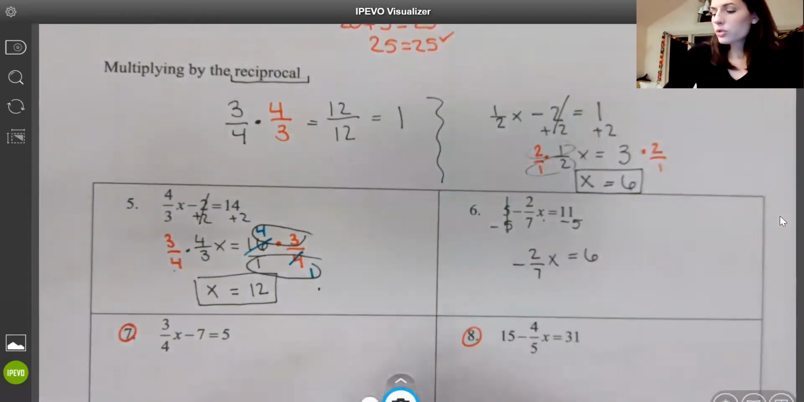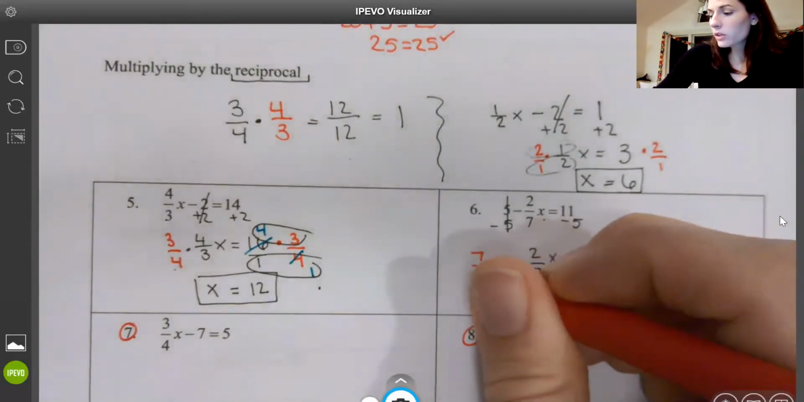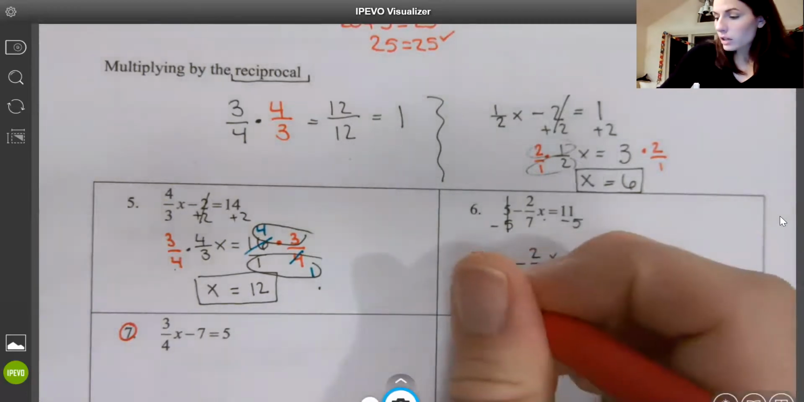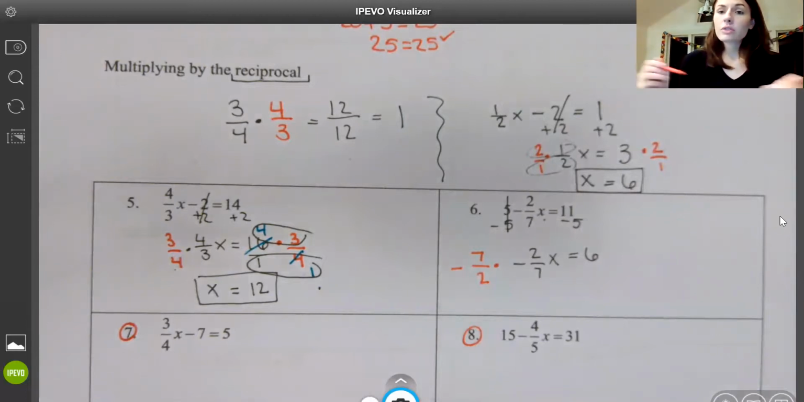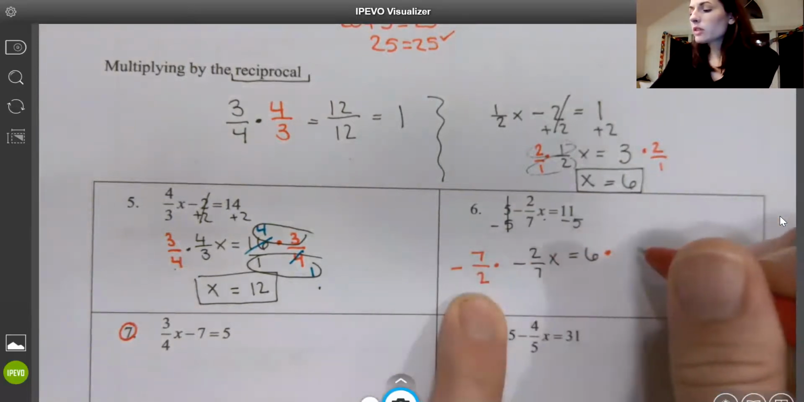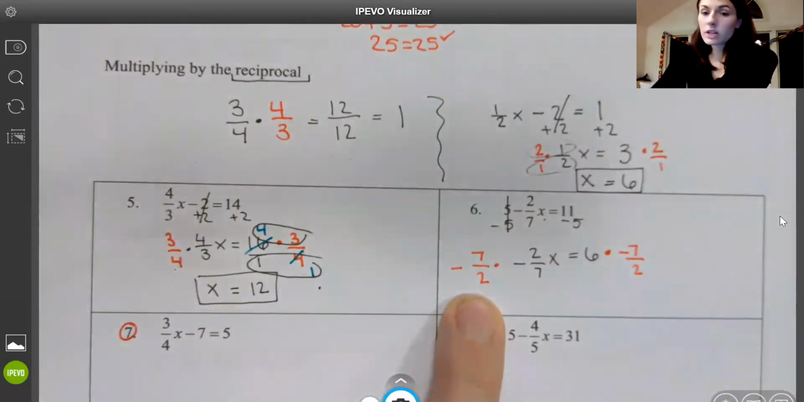And then to undo this fraction, I want to multiply by the reciprocal, but I also want to get rid of the fact that it's negative. So to get rid of the fact that this is negative, I'll multiply by -7/2. So I want to make sure to keep my signs the same as well. And a negative times a negative is going to give me a positive 1 afterwards. And really careful to keep consistency, right? So if I multiply by -7/2 here, then I need to multiply by -7/2 on the other side, okay?